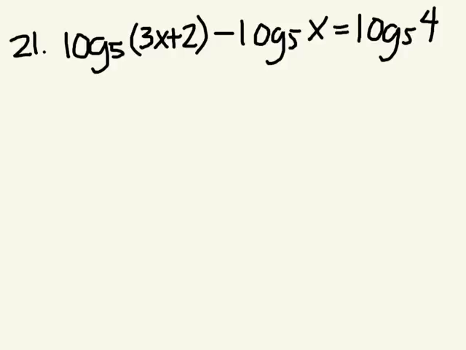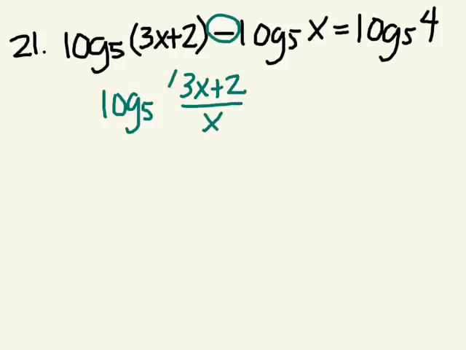If you'll remember from Algebra 2, whenever you have a minus in logarithms, this is the quotient rule. And with logs, minus means divide. So on the left side of our equation, we have log base 5 of (3x + 2) divided by x. And then the other side stays the same for now.